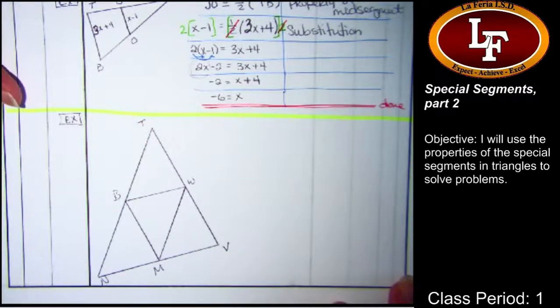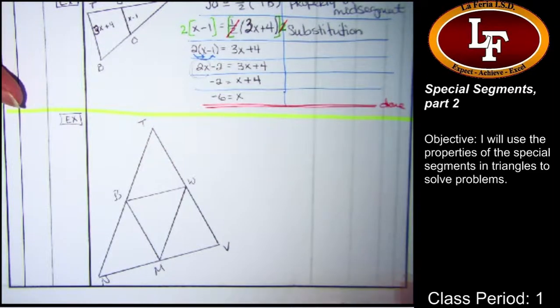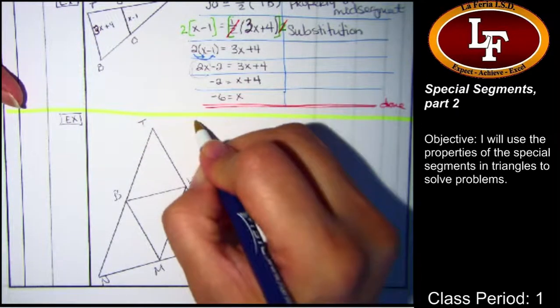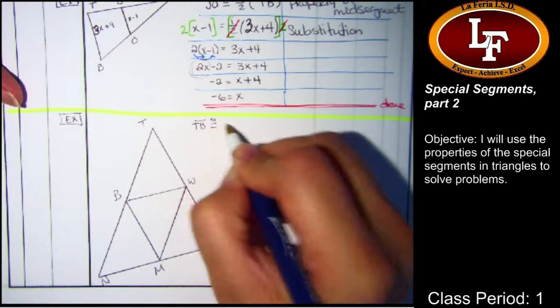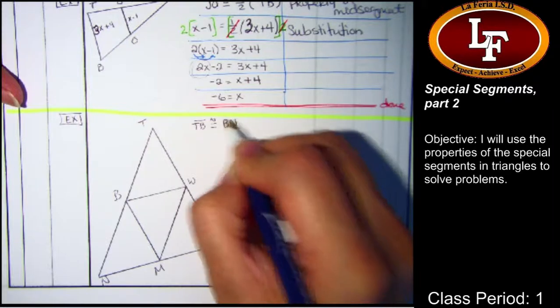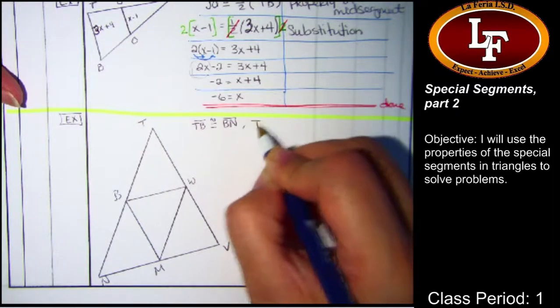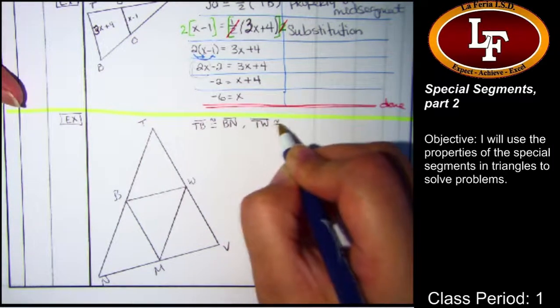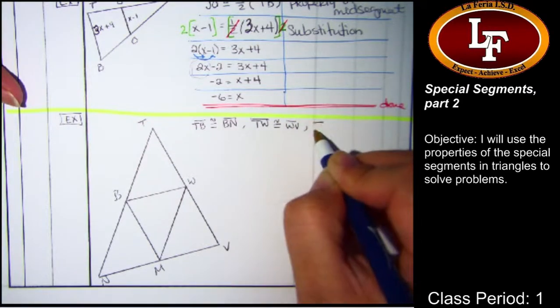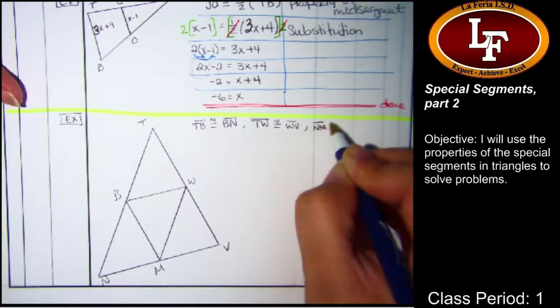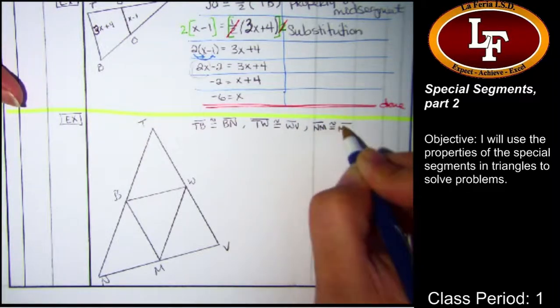All right. You are told that TB is congruent to BN. You are told also that TW is congruent to WV, and NM is congruent to MV.